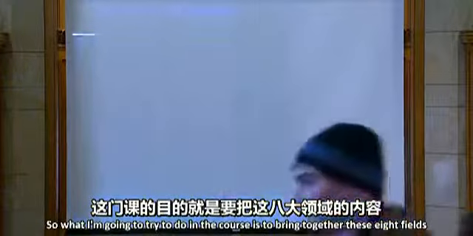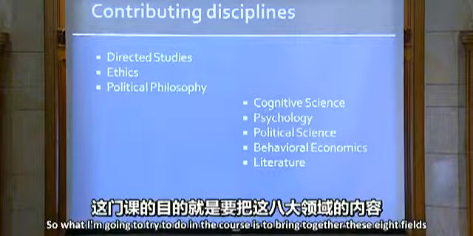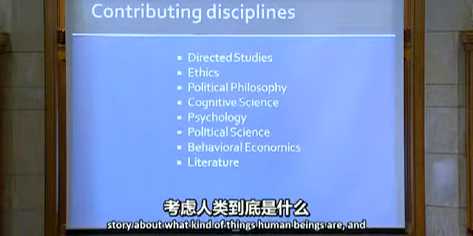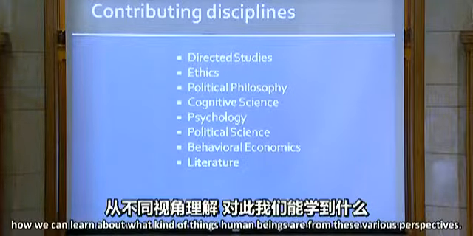So what I'm going to try to do in the course is to bring together these 8 fields in a way that provides a coherent story about what kind of thing human beings are and how we can learn about what kind of things human beings are from these various perspectives.